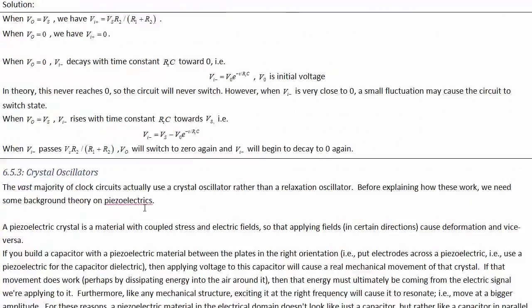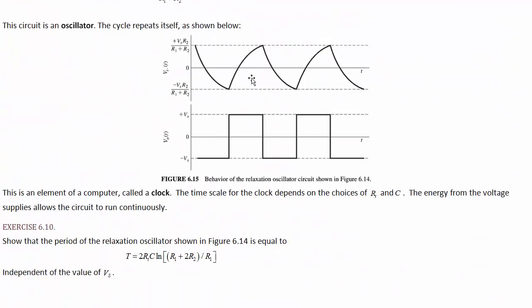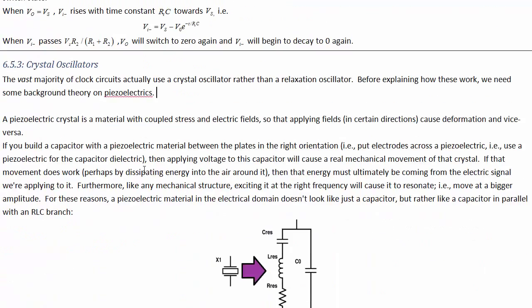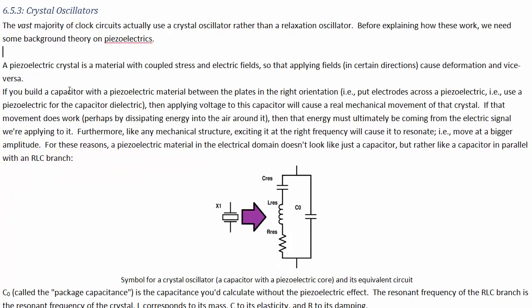All right, now this relaxation oscillator notwithstanding, the vast majority of oscillators that you'll actually find in computers are quartz crystals or piezoelectric oscillators. Now, how do these things work? First, we need some information on how piezoelectrics work. You may be familiar already with the idea that if you put a voltage across a piezoelectric, you put an electric field on it in the right orientation, then that causes a deformation of the material.